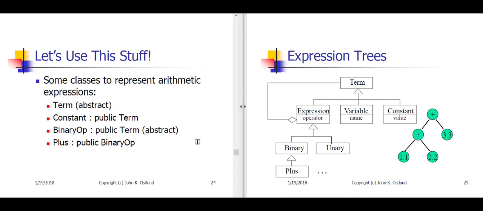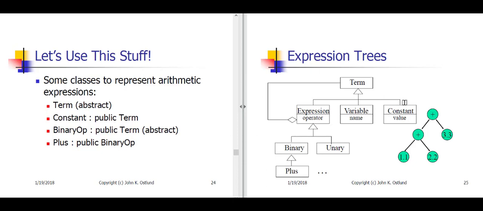So an arithmetic expression consists of a collection of terms. Term is an abstract idea. Some of those terms are constants, like 5 or 17. A constant is a kind of term. Some of the terms are binary operators, like plus, minus, times, divide. Binary operator is also an abstract class. It is a kind of term, and then we have specific binary operators. Plus is a kind of binary operator. Minus is a kind of binary op. Divides is a kind of binary op, and so on.